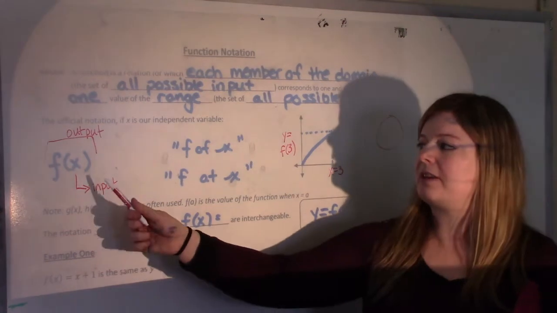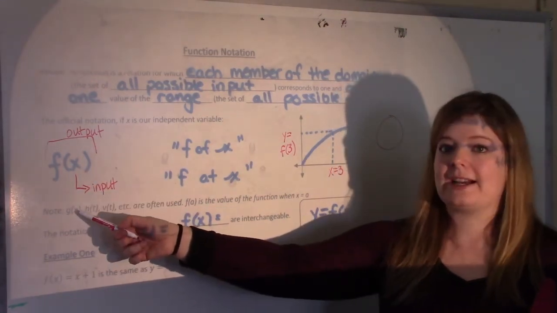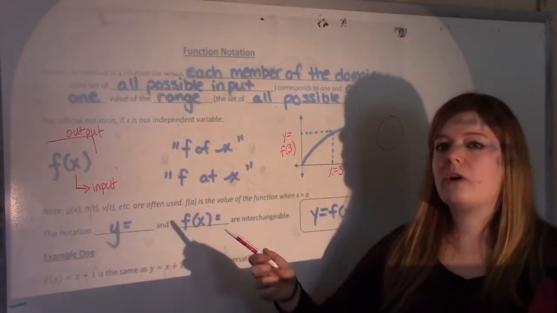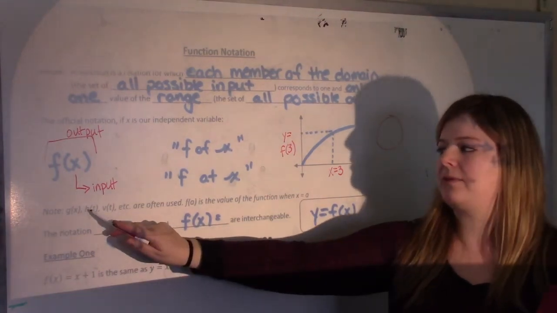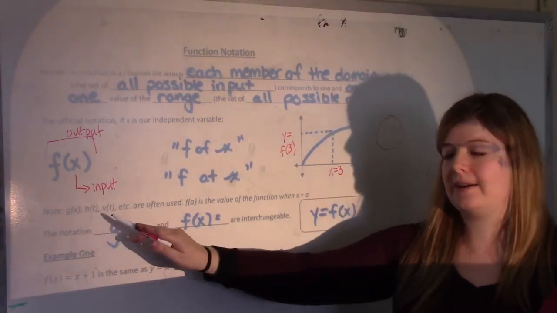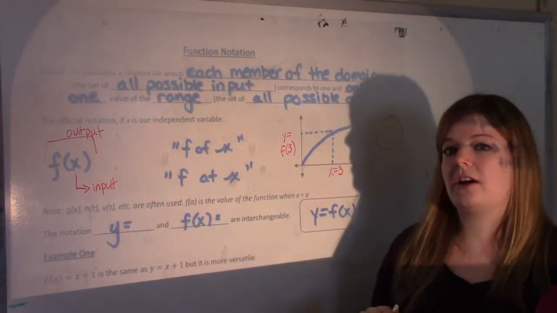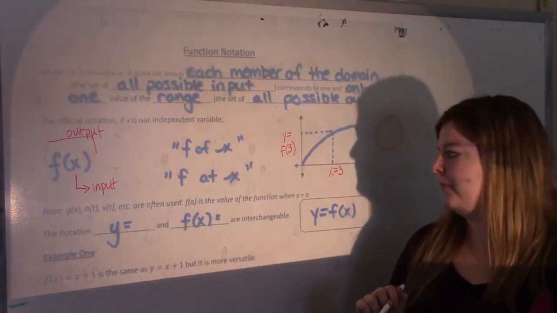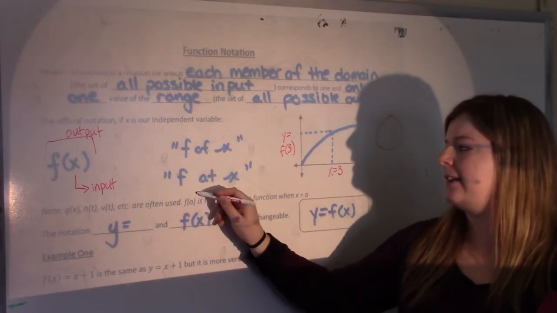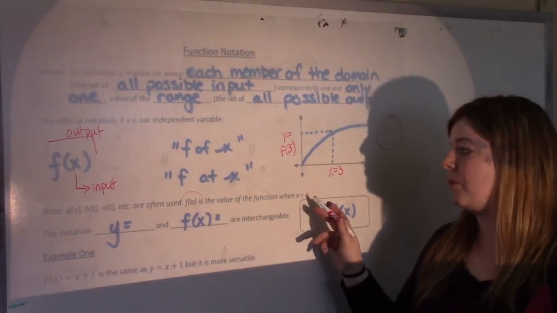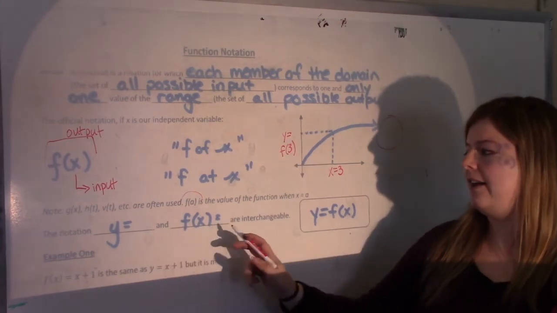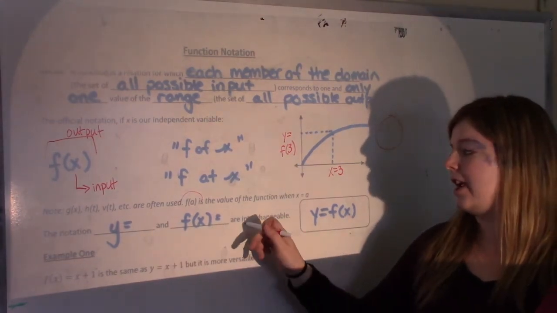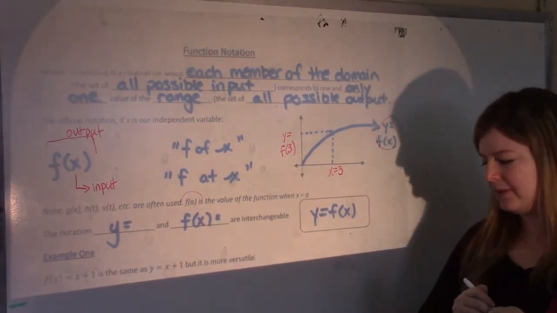So you can use something like f at x, or you could use g at x, it doesn't matter. Or if you were using a more realistic example, like height versus time, you might want to use h at t, height at time, or v at t, velocity at time, etc. Okay? So f at a, that's the value of the function when x equals a. So the notation y equals and f at x equals are interchangeable. They mean the same thing.